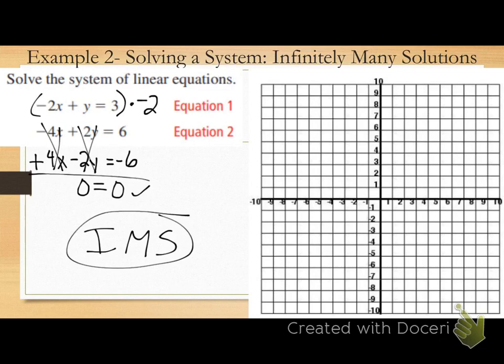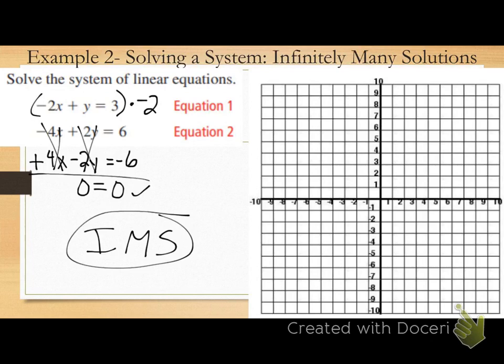Infinitely many solutions. You'll have the same line if you're graphing. Same slope, same y-intercept. If you're solving by substitution, your variables will cancel out at some point. You'll be left with a true statement. Infinitely many solutions. Solving by elimination, variables cancel each other out. True statement, infinitely many solutions.